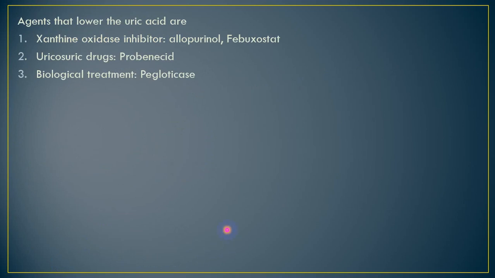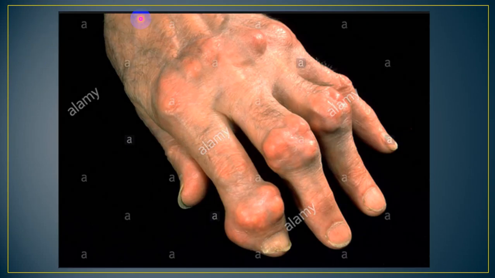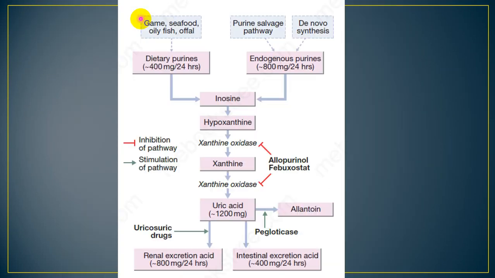What agents can be used in prophylaxis to prevent recurrent attacks? There are 3 major groups we discussed previously in this diagram. So the first group acts on the xanthine oxidase enzyme, which inhibits the formation of uric acid. We have allopurinol and febuxostat. So the first group is xanthine oxidase inhibitors, which reduce the conversion of hypoxanthine to uric acid.